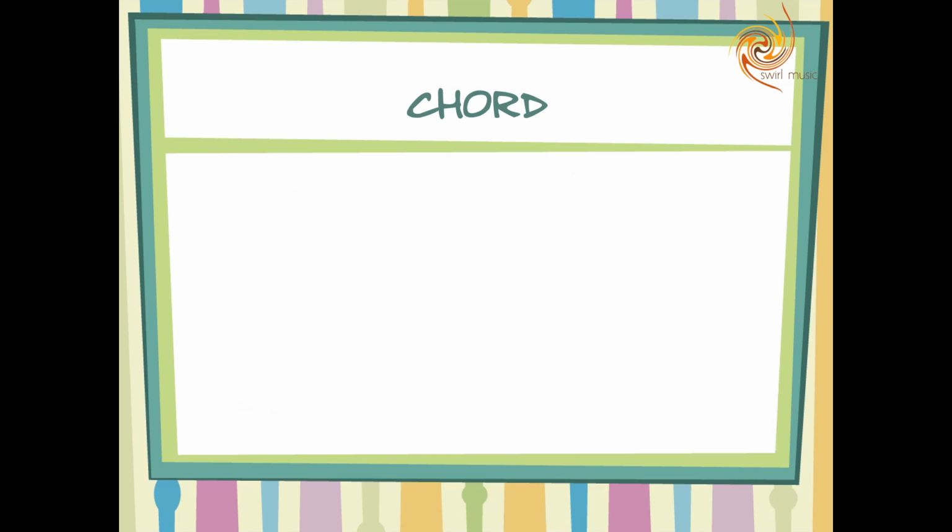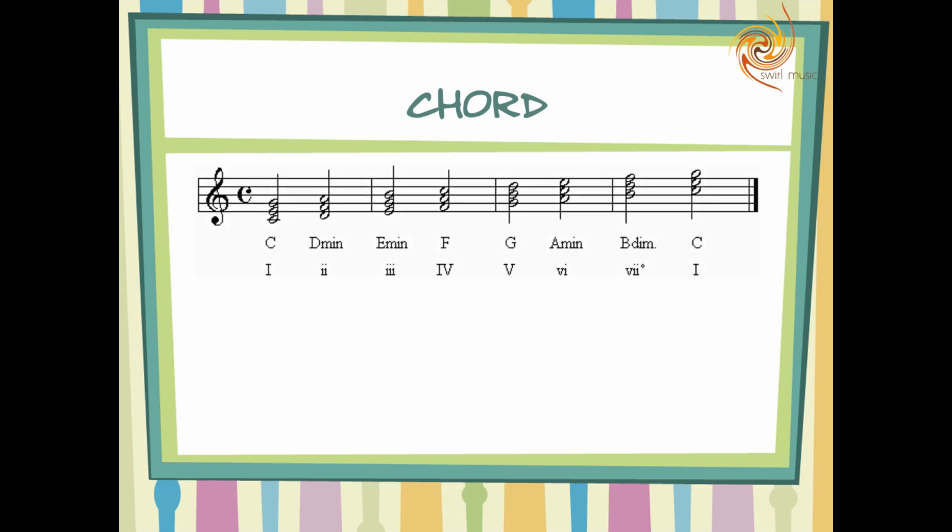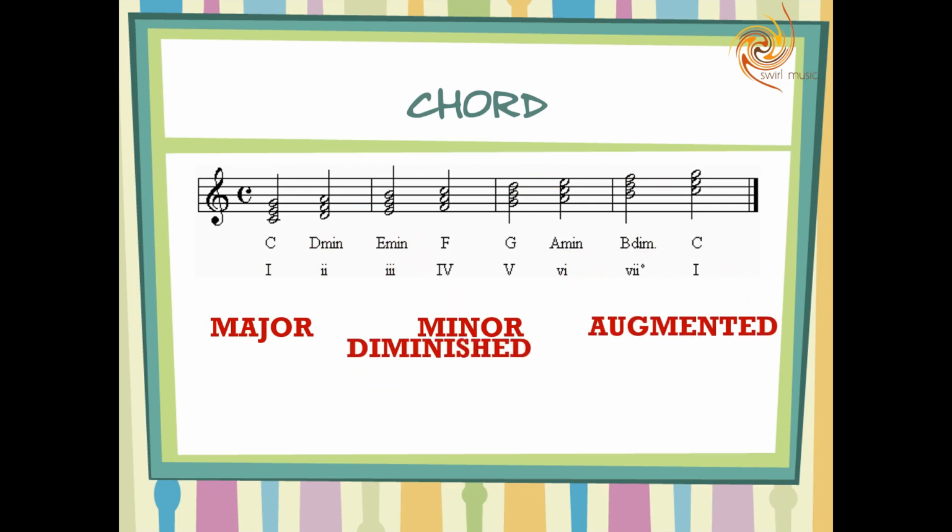A chord can be built on every note of the major or minor scale. Here's an example of the chords built on the C major scale. The names of the chords are taken from the names of the notes in the scale they are from. There are different types of chords. You have a major, minor, augmented, and diminished.